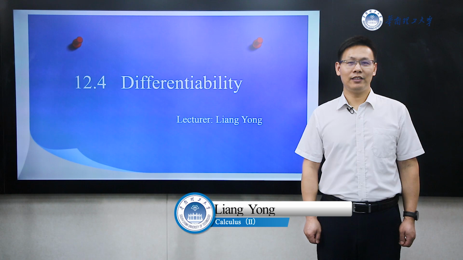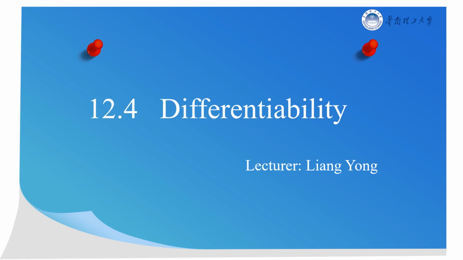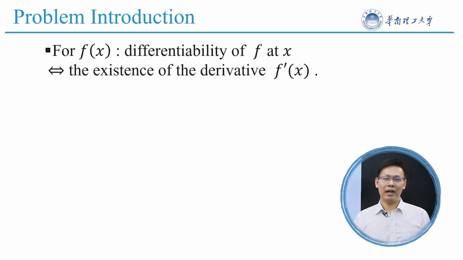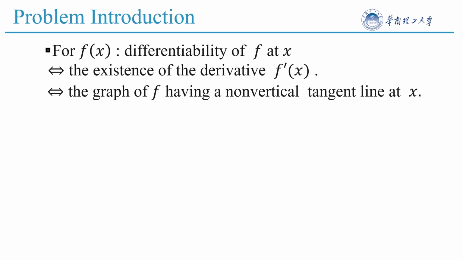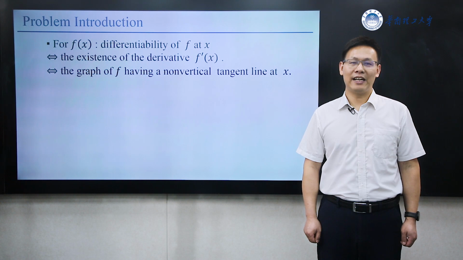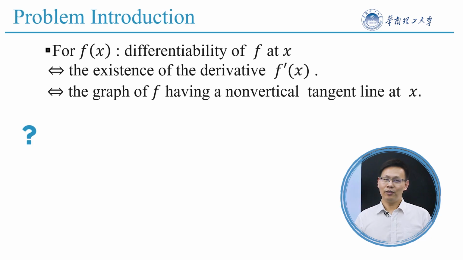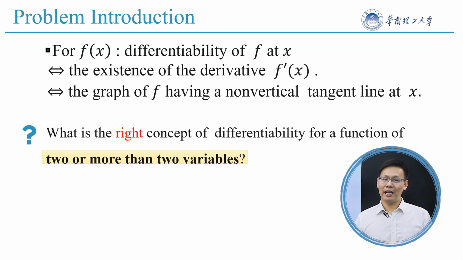Today, we will study the differentiability of functions of two or more variables. For a function of a single variable, say f(x), differentiability of f at x means the existence of the derivative f'(x). This was equivalent to the graph of f having a non-vertical tangent line at x. Now we ask, what's the right concept of differentiability for a function of two or more variables?